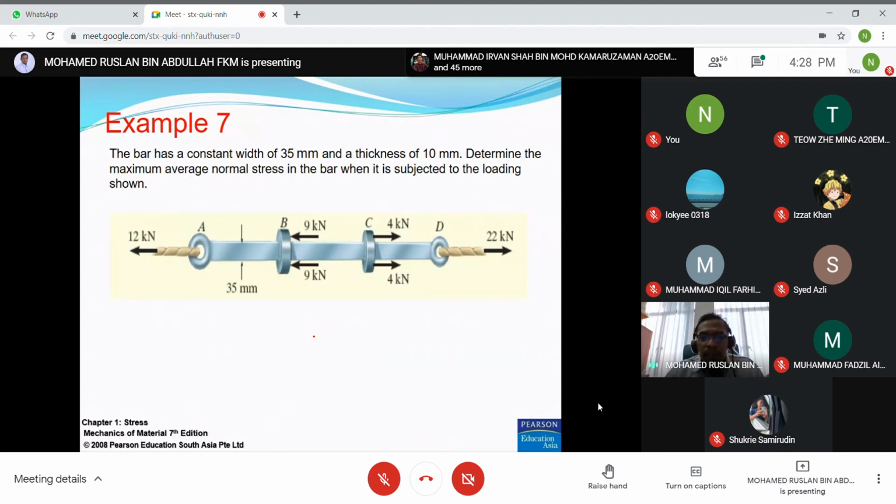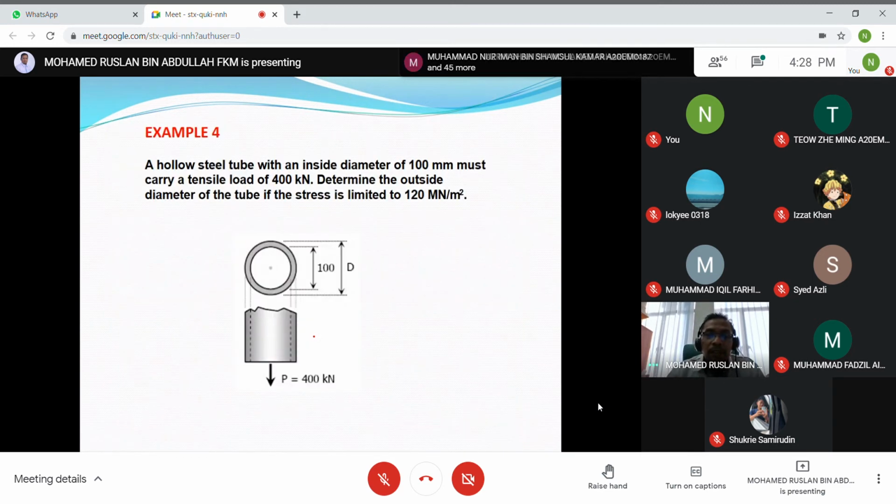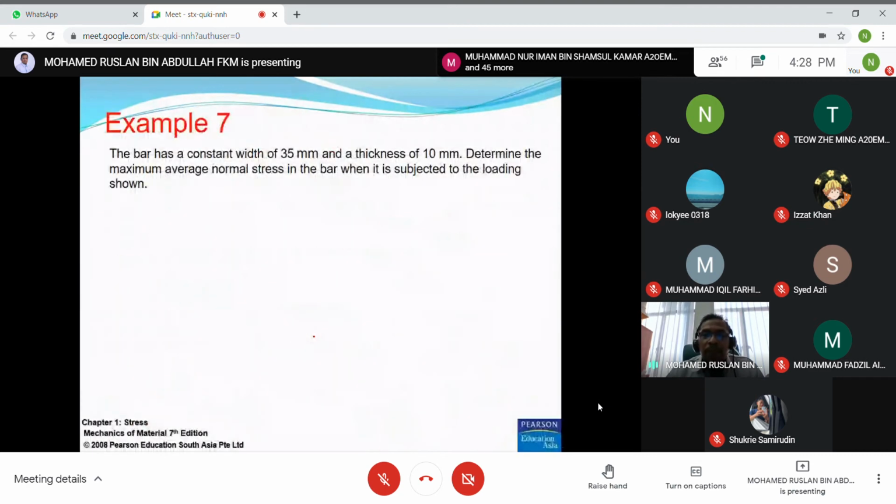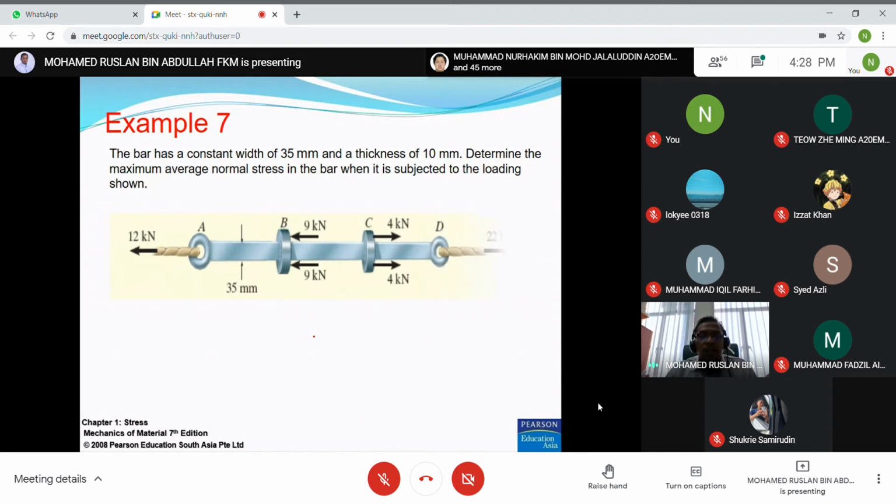You can try to study this one, huh? I think this example is actually quite similar to the previous one. The concept is the same. The bar has a constant width of 35 millimeter, and the thickness is 10 millimeter.